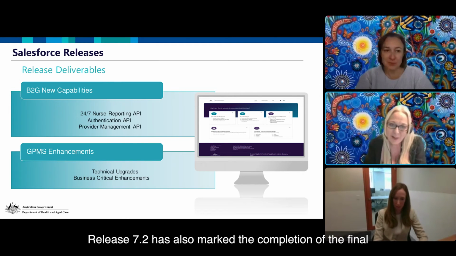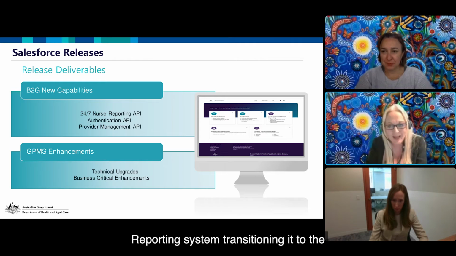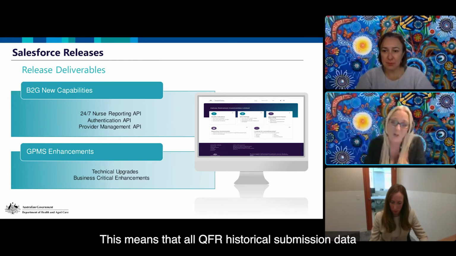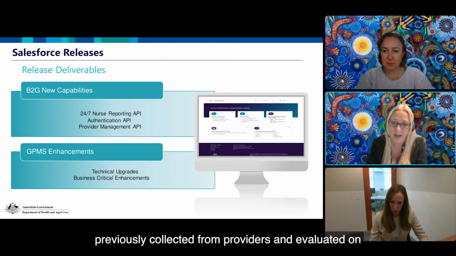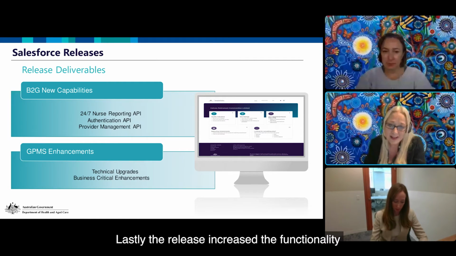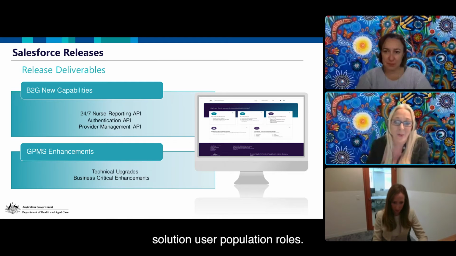Release 7.2 also marked the completion of the final project deliverable for the quarterly financial reporting system, transitioning it to the GPMS provider platform. This means that all QFR historical submission data previously collected from providers and evaluated on the forms administration platform has now been migrated. Lastly, the release increased the functionality of the stakeholder and emergency management solution user population roles.